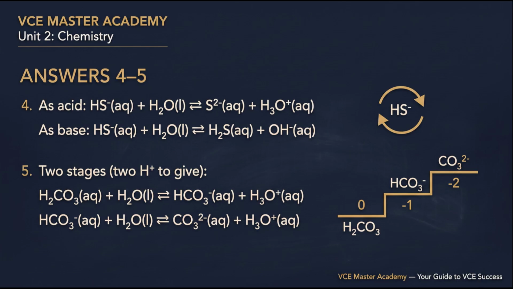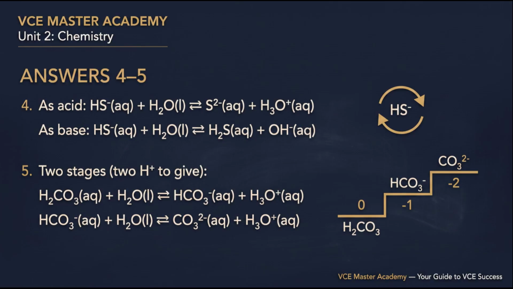And the last 2. Question 4. 2 equations, remember. First, HS- as an acid. It donates, becomes the sulfide ion, S2-, and water becomes hydronium. Charge check, -1 both sides. Then, HS- as a base. It accepts, becomes hydrogen sulfide, H2S, and water becomes hydroxide. -1 both sides again. 2 balanced equations, proof complete. 1 equation alone was only half the marks.